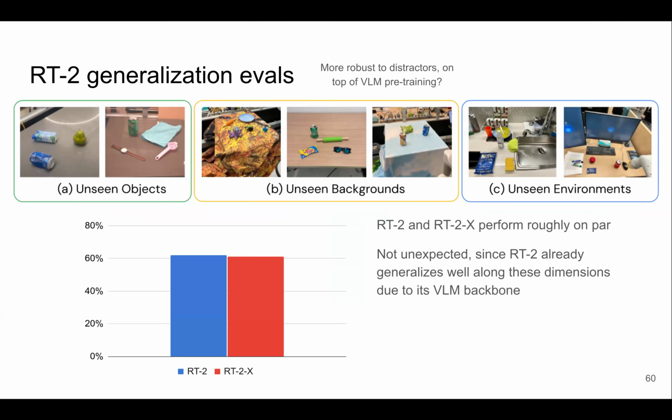But this is expected because RT2 was very good at this type of generalization. The VLM internet scale is what's providing the background knowledge, not necessarily these other robotics data sets.